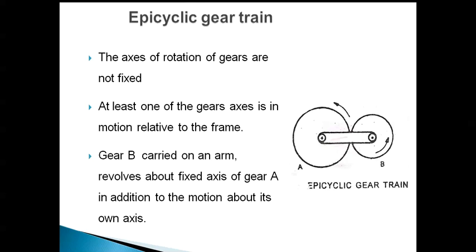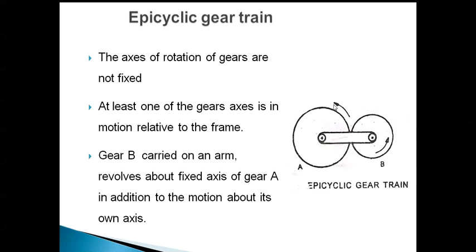So here the axis of gear B will rotate around this gear A, which has the fixed axis. So the axis of gear B is not fixed. The axis will also rotate around this frame.